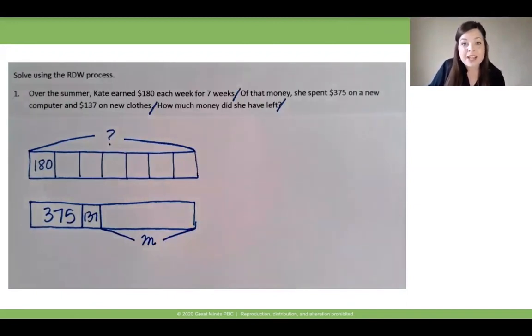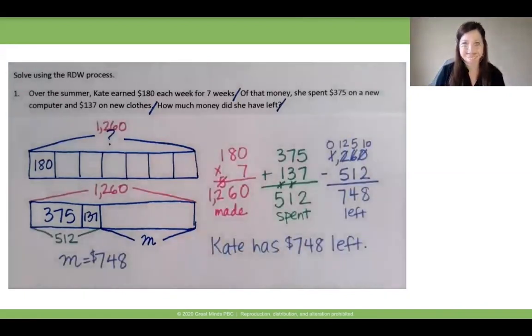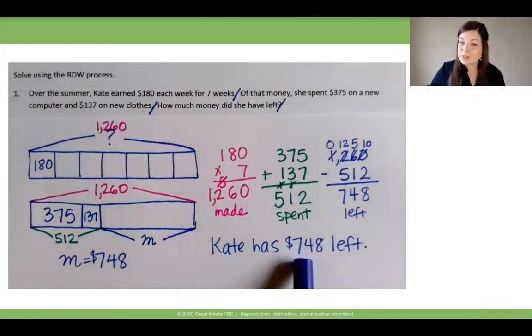Now pause the video and solve the problem using numbers, write the value of the variable, and be sure to write an answer statement. When you're done, come back and we'll compare our work. Welcome back. Did you find that Kate has $748 left? If you didn't, be sure to pause the video, compare your work to mine, and see if you can find your mistake.